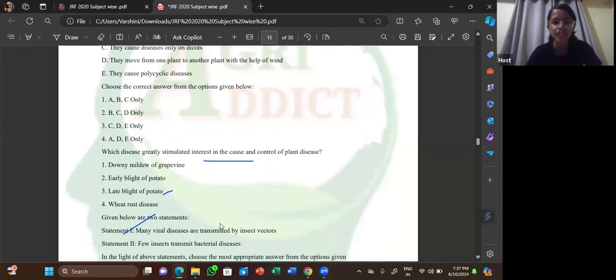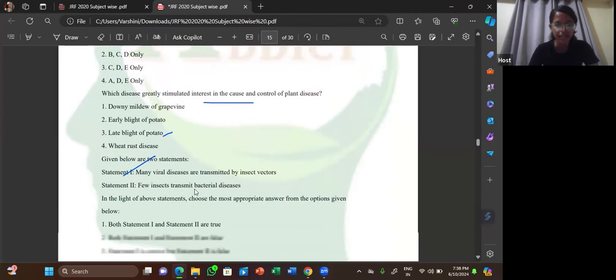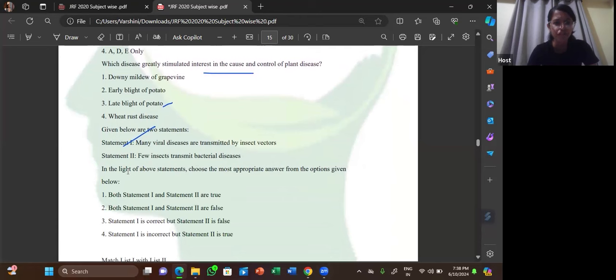Whereas if we come to the second question, which disease has created interest in cause and control of plant disease? That is late blight of potato. You all know, because it is a historically important disease which has led to the death of millions of people. That's why the third one is the right answer. Whereas in case of statement 1, many viral diseases are transmitted by insect vectors. In case of statement 2, only a few insects will transmit the bacterial disease. So both are true.